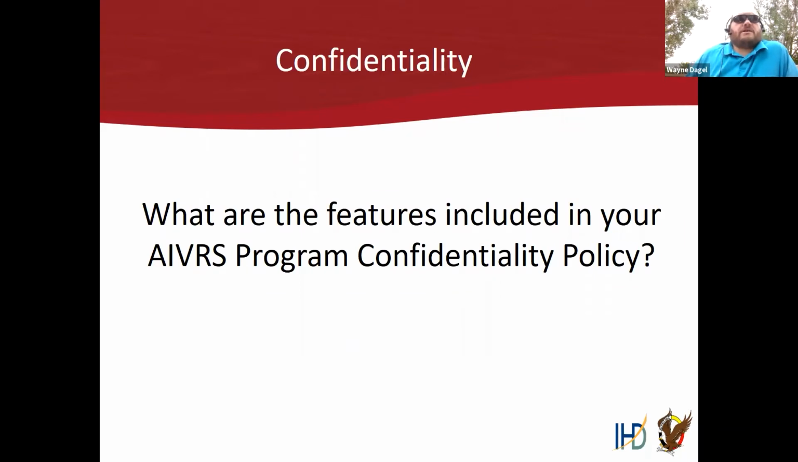So right now I've got a question. What are the features included in your AIVRS Program Confidentiality Policy? Can you jump in the chat box or unmute yourself and tell us real quick what you have in your policy? Sometimes in the policy you need to cover rights and remedies, CAP, that type of thing. Anybody got any ideas?